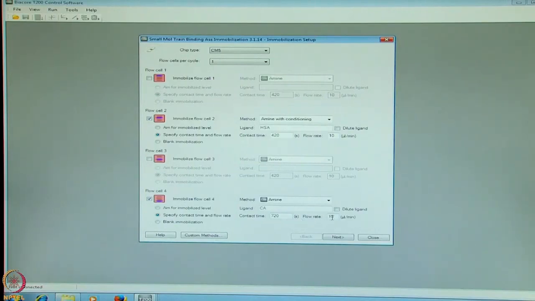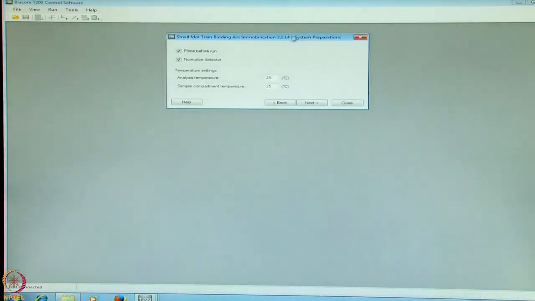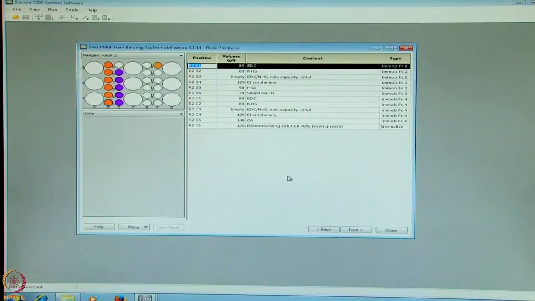We now go into the next tab. We will highlight the prime before run and normalize detector, and temperature will be at 25 degrees centigrade. And we go to the next tab and we have the rack positions with the required amount of reagents shown here.